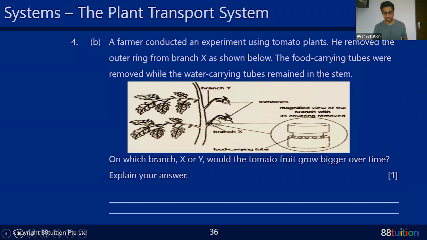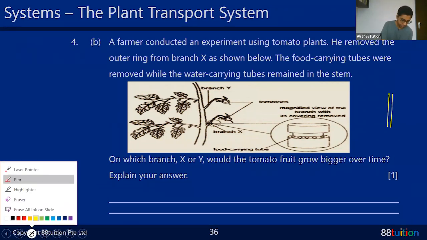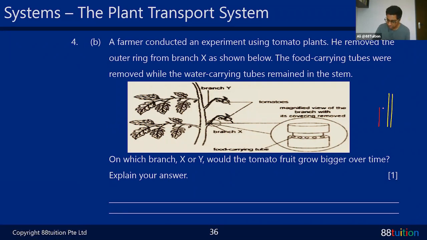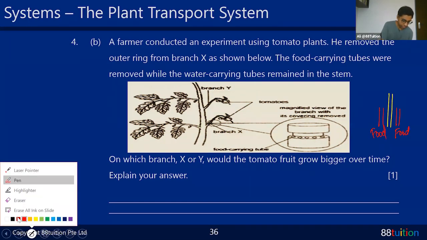Next one. Again, you cut the branch. Remember, I talked about cutting the branch. Depends on what you cut off, right? Again, you have the tube in the center and you have the tube at the sides, which actually bring the food down from the leaves and the water up.